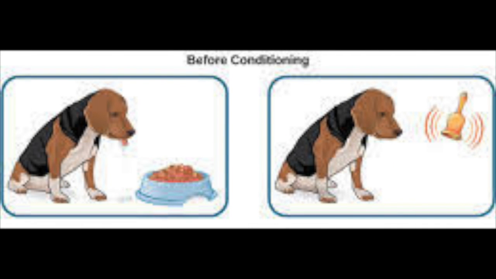Before the conditioning, the meat was the unconditioned stimulus that makes the dog salivate when presented in front of them. Before he served the meat, he would ring a bell, which is the neutral stimulus that initially does not produce a response, and serve the food. The dogs had no response to the bell.